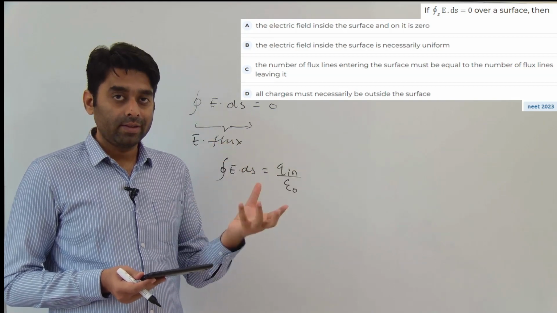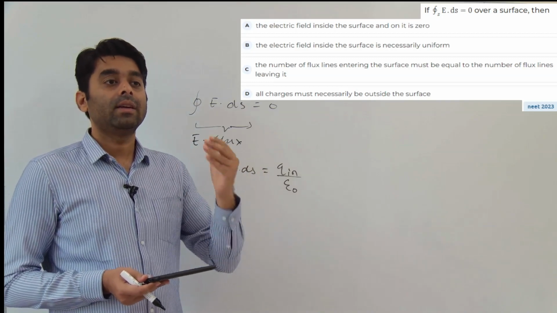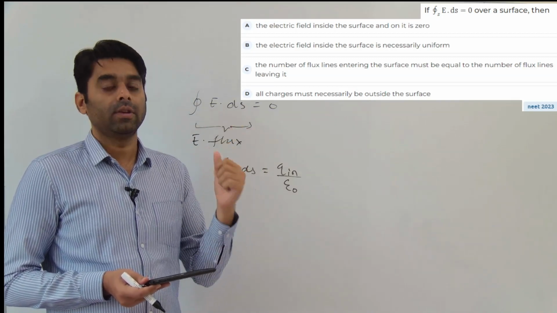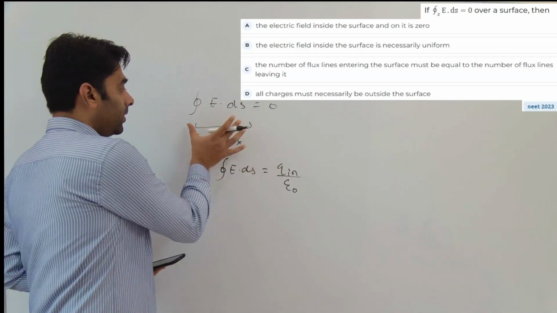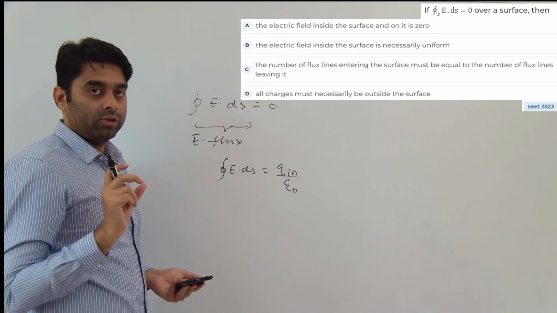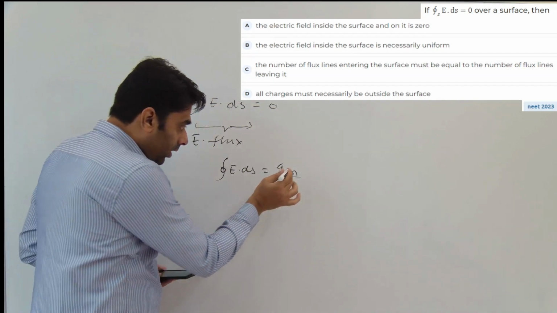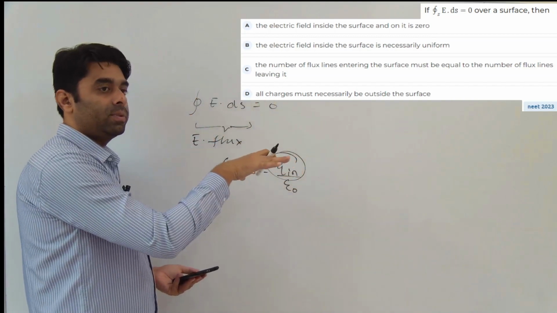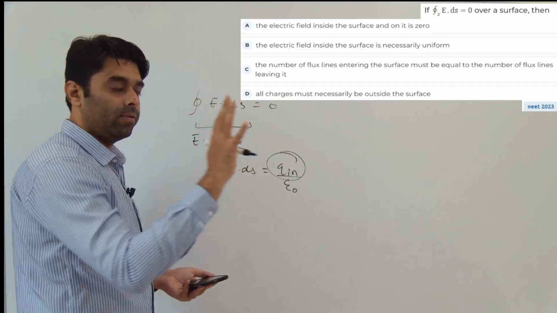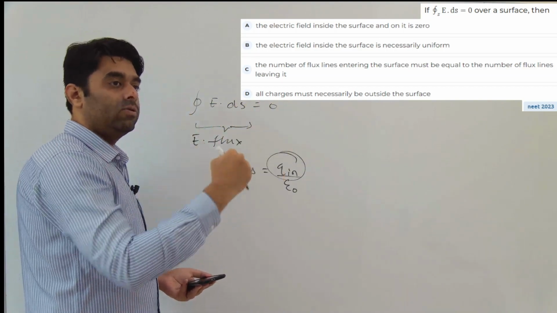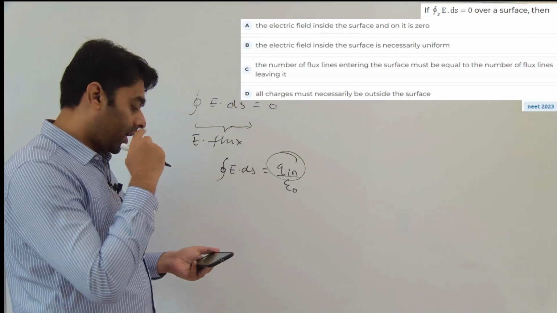Yes, this is a right statement, because what is flux telling us? Flux tells us basically the number of lines crossing the surface, and this is given for a closed surface. So if the flux is 0, that implies two things. Flux will be 0 when the total charge present inside is 0, or in terms of lines, the number of lines entering is equal to the number of lines exiting, then your flux will be 0. So option C is correct.